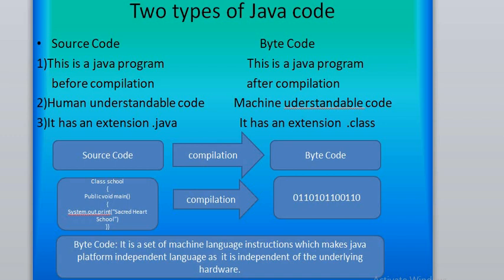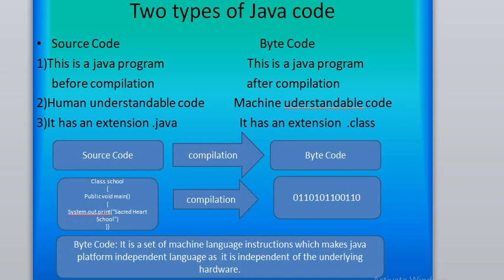The third is source code has an extension .java and the bytecode has an extension .class. So a Java program before a compilation is saved with the extension .java, and after the compilation the extension is changed into .class. With the help of this diagram, let us again understand the difference between source code and the bytecode.